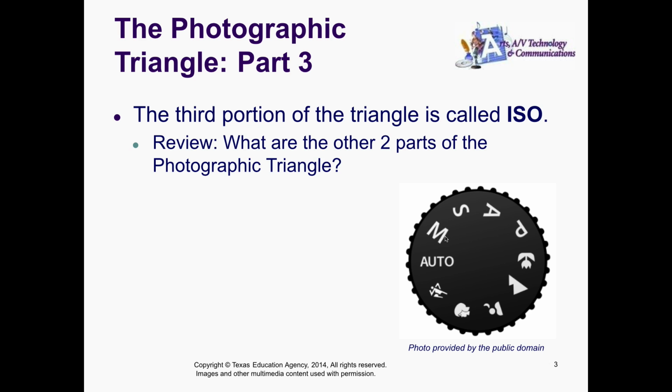This one's manual. And so remember on our camera it had TV? This S is for? That's right.